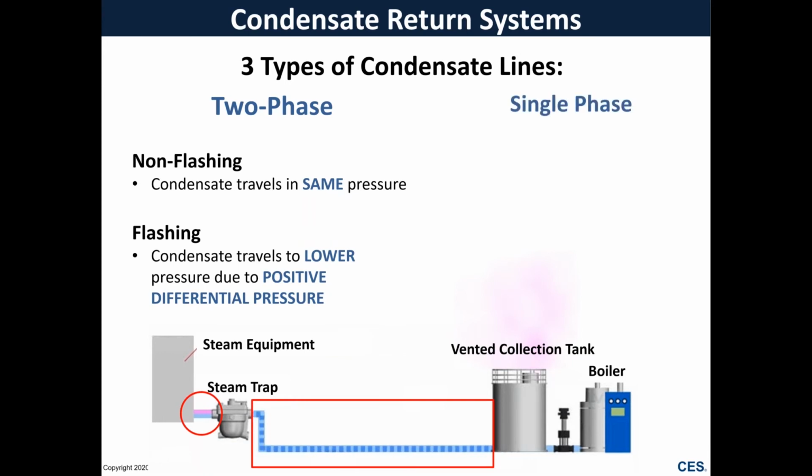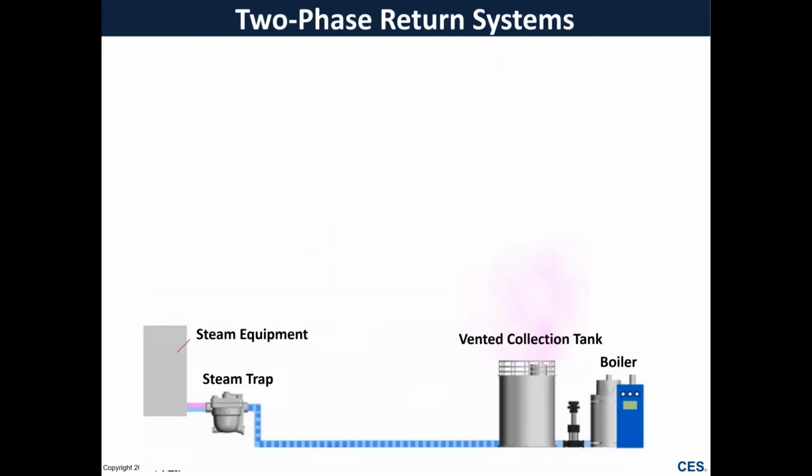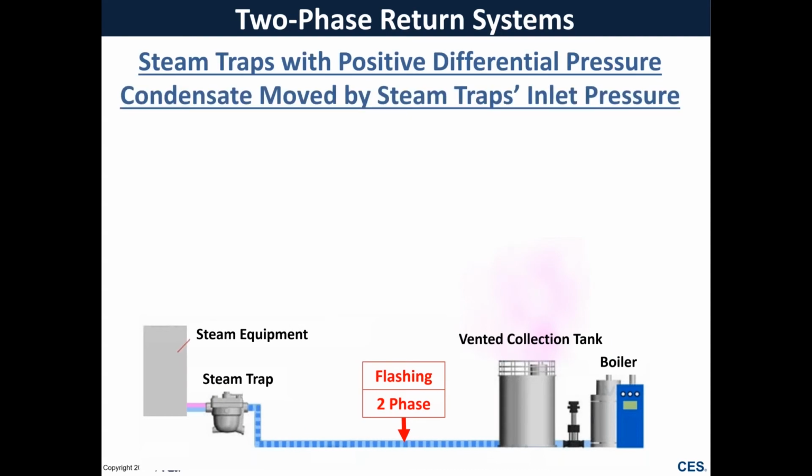The next type of condensate line would be a single phase condensate return line, or a pumped line. And this is where we're using condensate pumps to boost the pressure of that condensate and send it into something like our boiler. So if we look at our two-phase condensate return line system, we have that two-phase flashing steam, and those steam traps are providing the differential pressure to move the condensate from the steam trap back to our main point of collection, usually near our boiler at our boiler feed water tank.